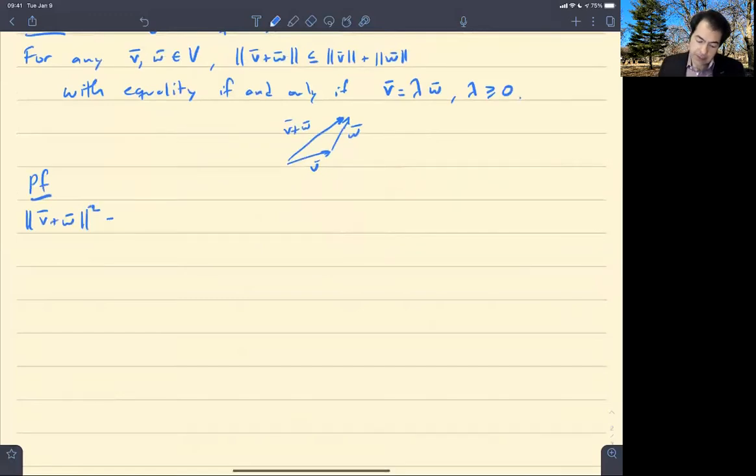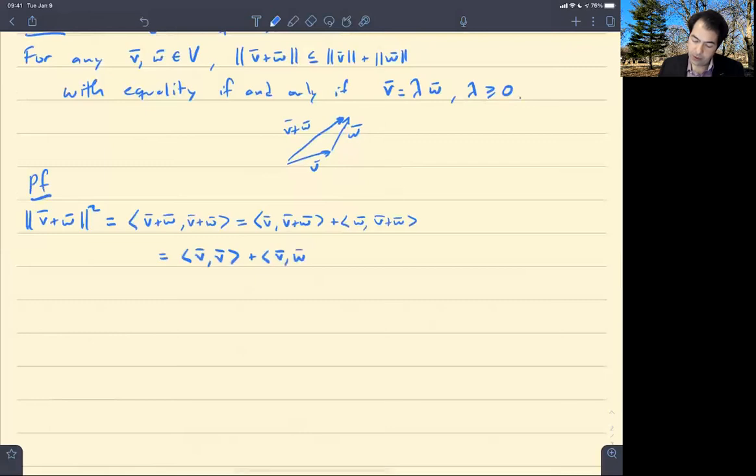By definition, this is equal to the inner product of v plus w with itself. Because the inner product is linear in the first entry, I can write this as the inner product of v with v plus w, plus the inner product of w with v plus w. Now the inner product is additive in both entries, so I can expand that out into the inner product of v with v and the inner product of v with w. And over here, same thing, but now starting with w: w with v, and then w with w.